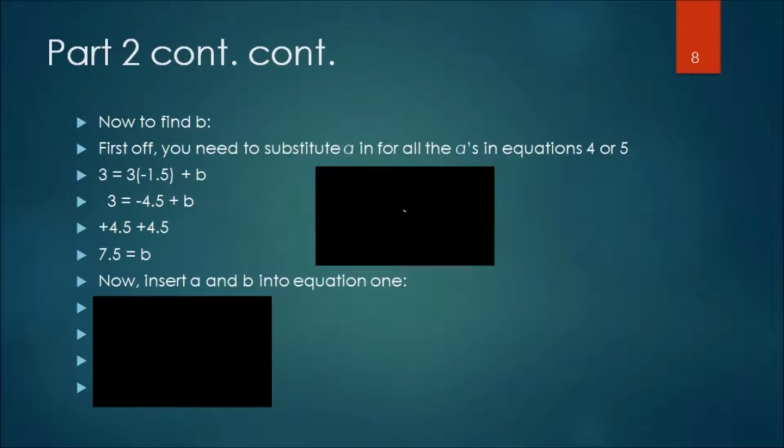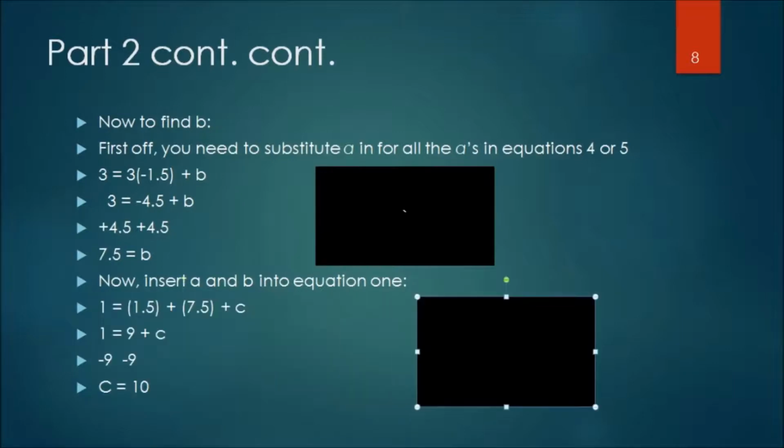Now you take the first equation that we started off with and insert a and b. That will be 1 equals negative 1.5 plus 7.5 plus c, and 1 equals 9 plus c. Subtract 9 from both sides, c equals negative 8.